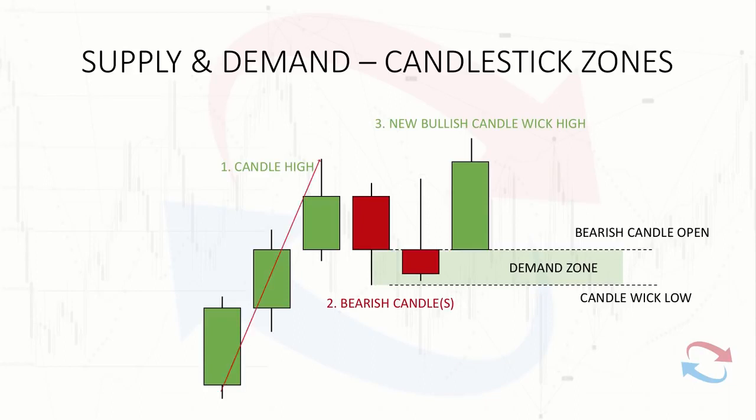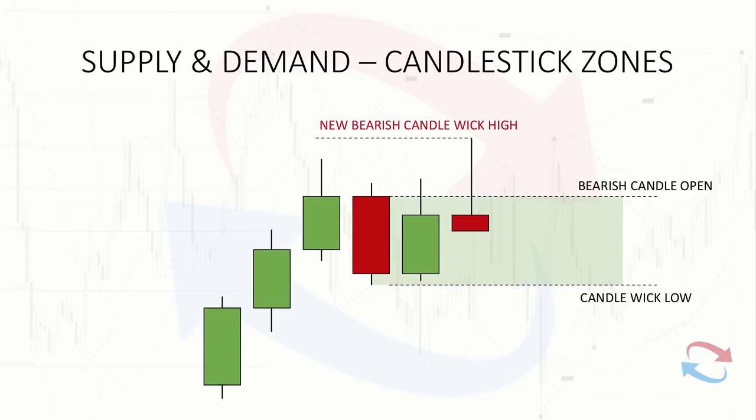Now, if we get a situation where we have a bullish candle, 2 bearish candles, or 3 bearish candles, and then a bullish candle, the demand zone will be drawn from the last bearish candle in the sequence. This is the bearish candle's open down to the swing low. And again, as long as the bullish candle makes a new high above this candlestick, either a wick higher or a close higher than that swing, this is how we would draw our demand zone.